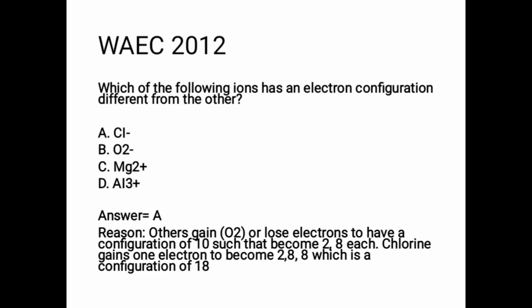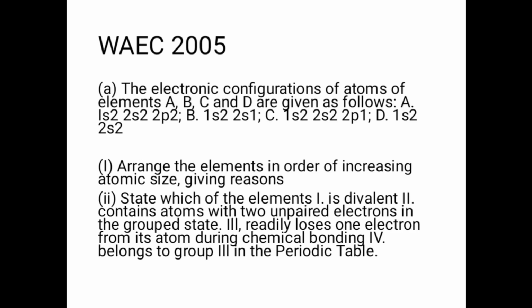So out of them, which one is odd? Which is chlorine. Chlorine is the one having 18 electrons. Others are having 10 electrons each. So the answer is A.